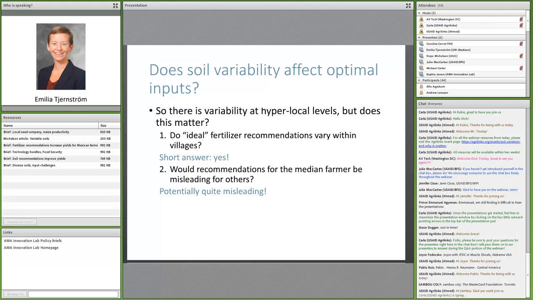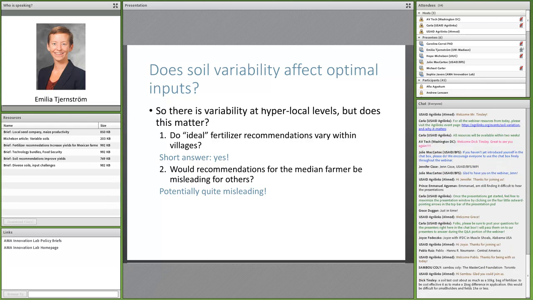Okay, so to loop back to the things we really care about, we think about whether this could be part of the reason that the adoption of improved inputs is so low in sub-Saharan Africa.